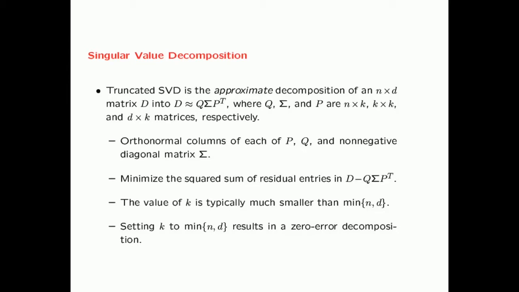Now, if you set K to the minimum of N and D, you can actually obtain a zero error decomposition, and that is the standard form of singular value decomposition. Here we will focus on truncated singular value decomposition because that is the way to perform dimensional reduction of the data set.